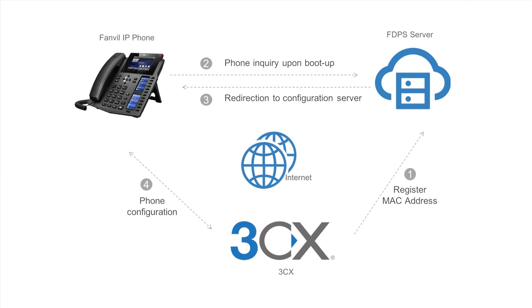Therefore, when a Fanvil MAC address is added as a remote STUN extension, 3CX automatically sends provisioning information to the Fanvil FDPS server. By doing this, when the Fanvil phone boots, it will contact the FDPS server, which will respond with the provisioning information provided by 3CX. Once the Fanvil phone has this information, it will then contact 3CX directly and download its configuration.